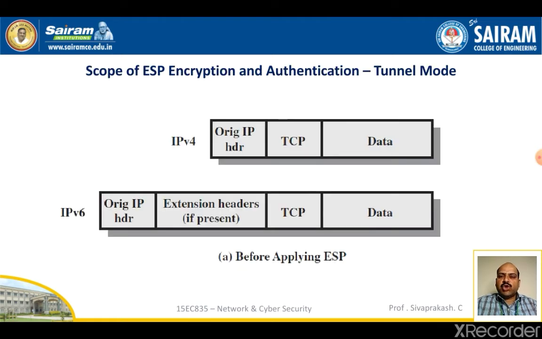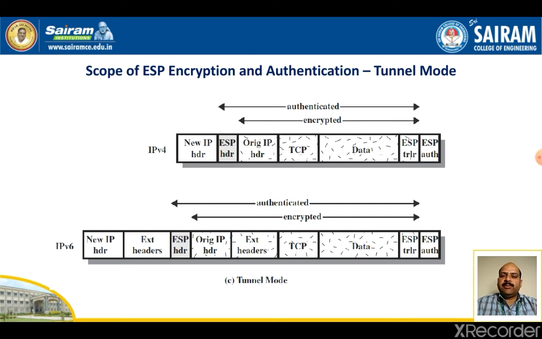Let us see about the scope of ESP encryption and authentication for the tunnel mode. The tunnel mode ESP is used to encrypt an entire IP packet. For this mode, before applying ESP, the TCP segment is carried in IPv4 and IPv6. We'll see how the ESP header is prefixed to that. The ESP header is prefixed to the packet, and then the packet plus ESP trailer is encrypted.